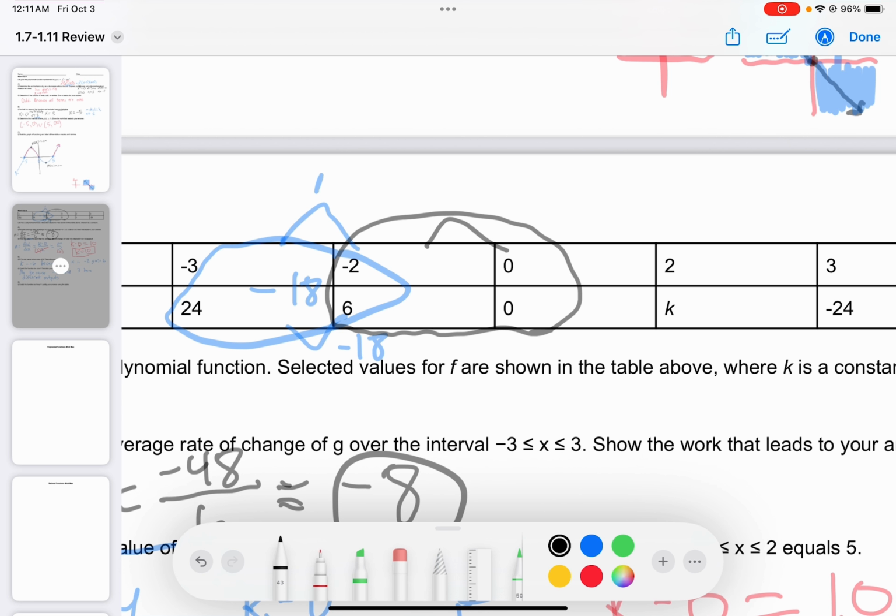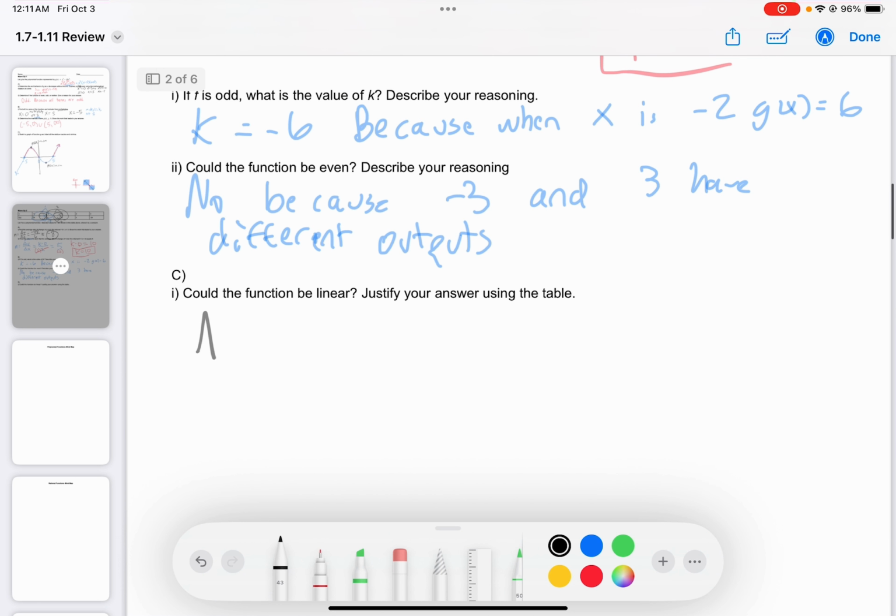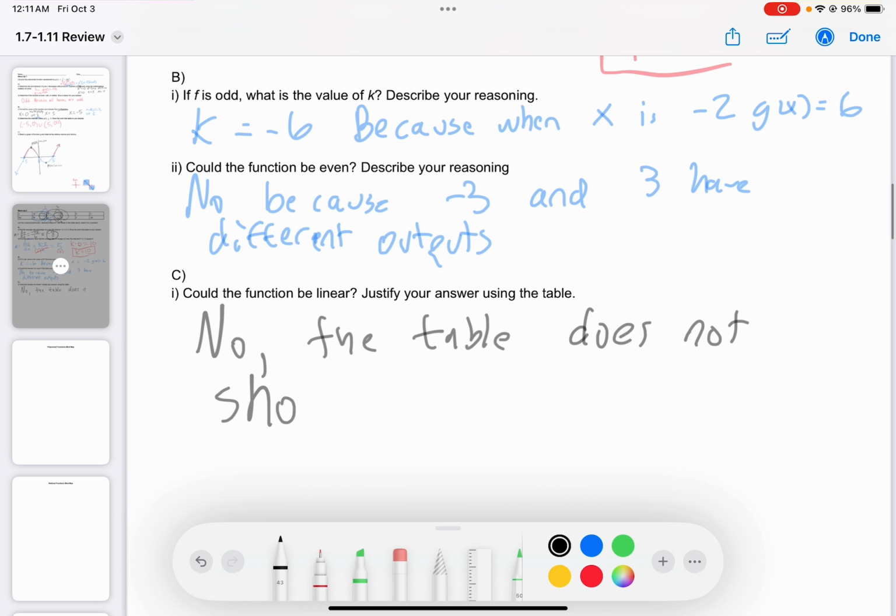So here we go down, or no, we go up 2. Here we go down 6. -6 divided by 2 is -3. So that's vastly different than -18. This is not a constant rate of change. So no, the table does not show a constant, I'm just going to abbreviate, rate of change.